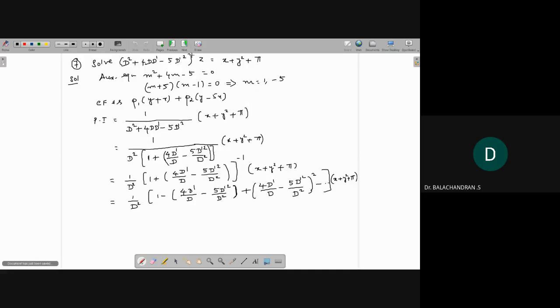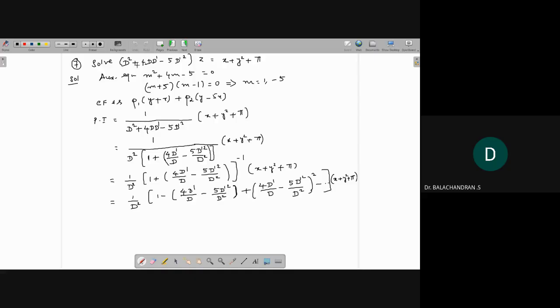Okay. So this is one of the problems. Yesterday I gave a homework, not homework, it is a practice problem. I gave 4 problems. I think this is the first problem: x plus y square plus pi on the right-hand side. So pi is also a constant. So you should take everything as a polynomial in x and y. So it comes under type number 3.